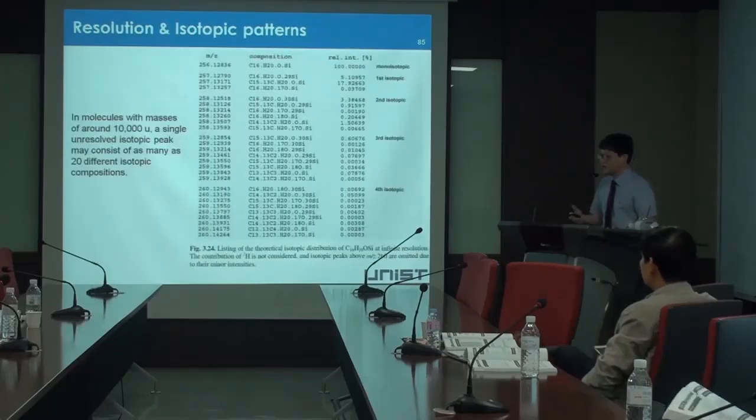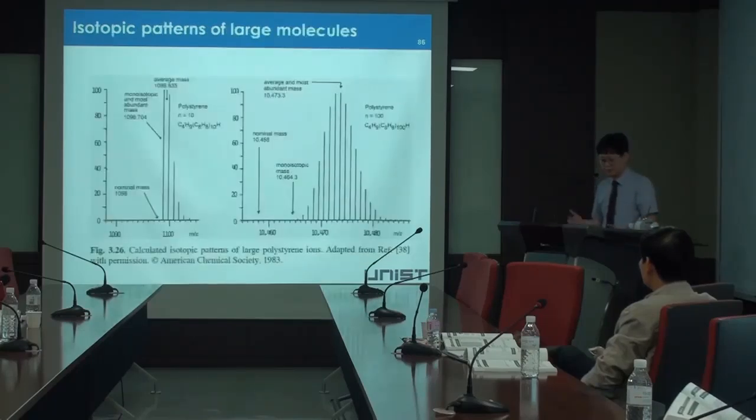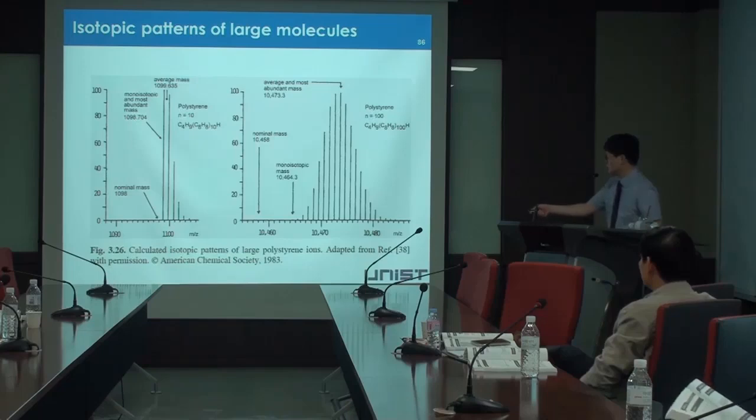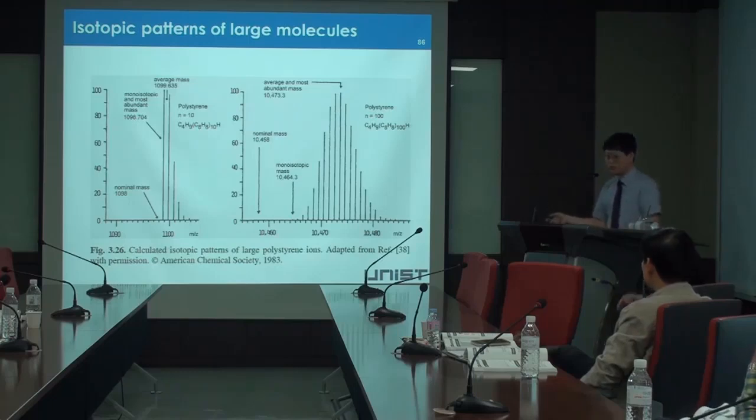But when you use HRMS, you can distinguish all these kinds of chemicals. Again, this is the isotopic pattern of a large molecule versus a small molecule. The m/z value is about 1,000. For a large molecule, we see more peaks. It's more complicated to duplicate the mass spectrum for a large molecule.